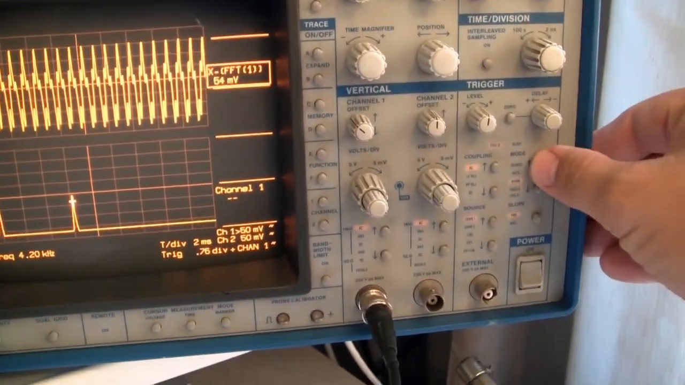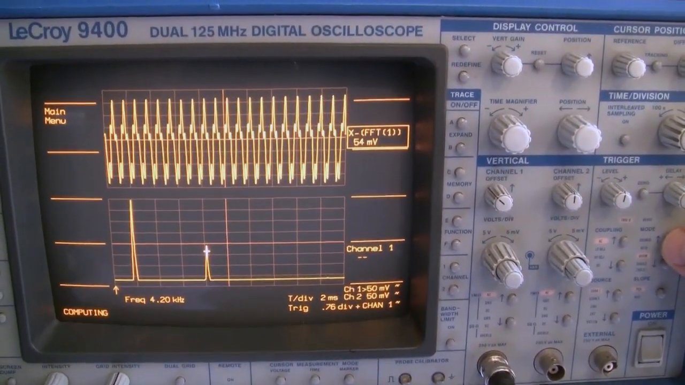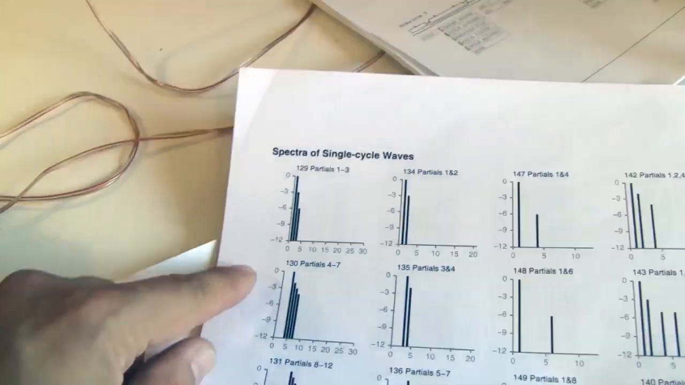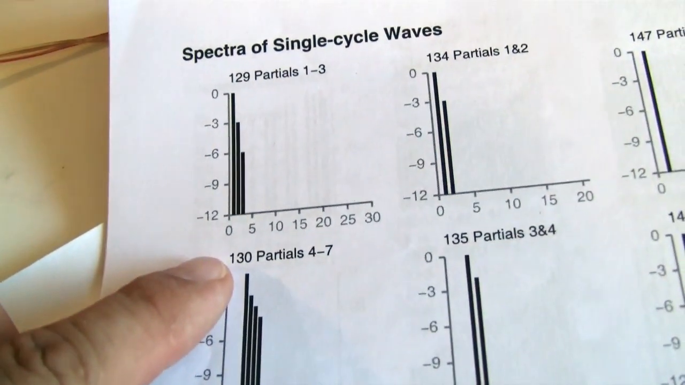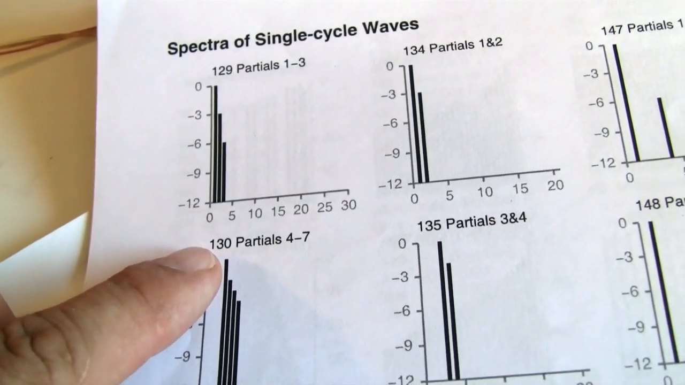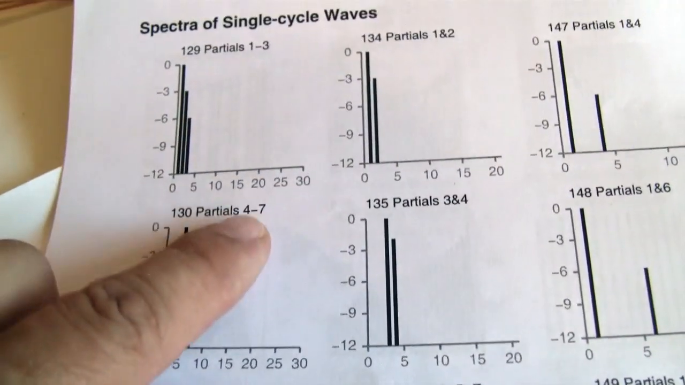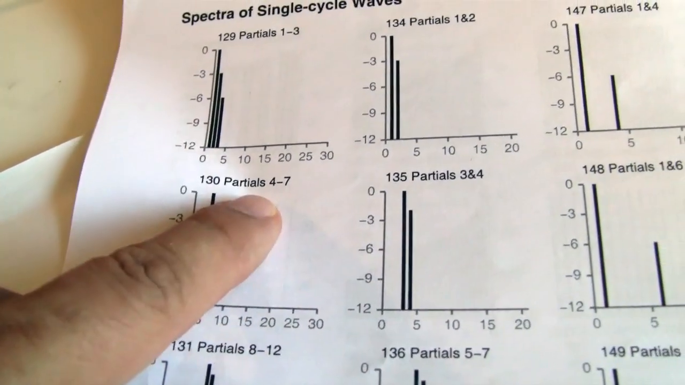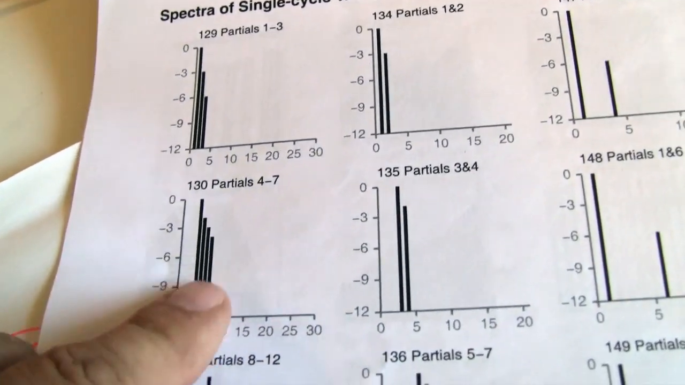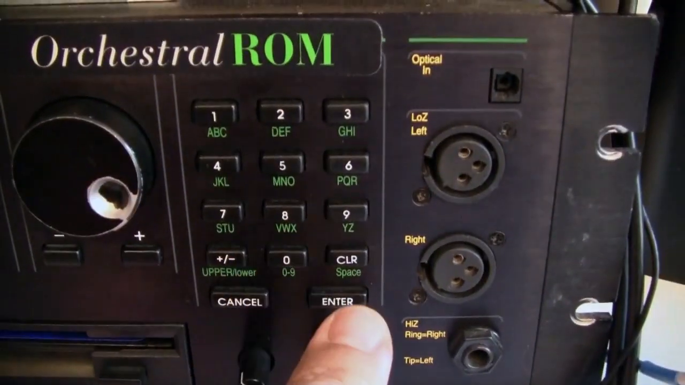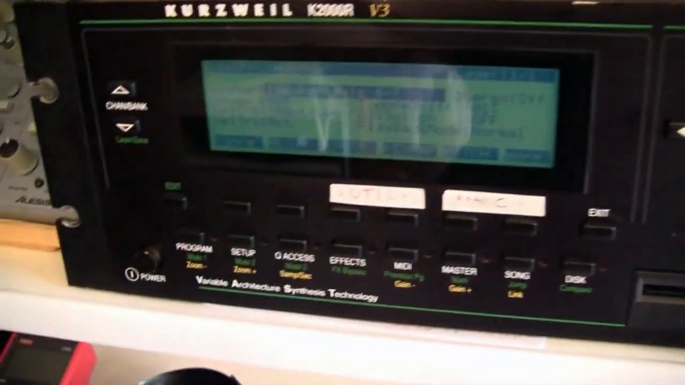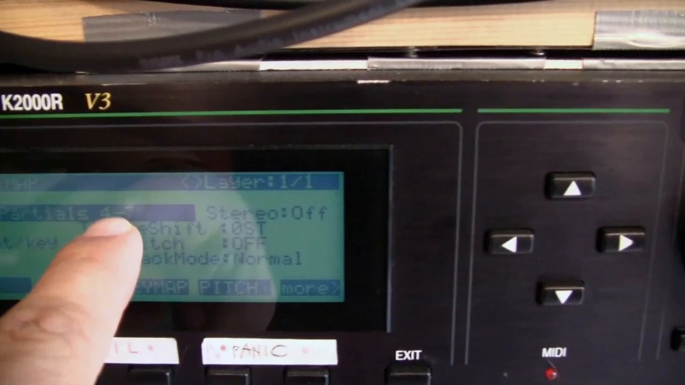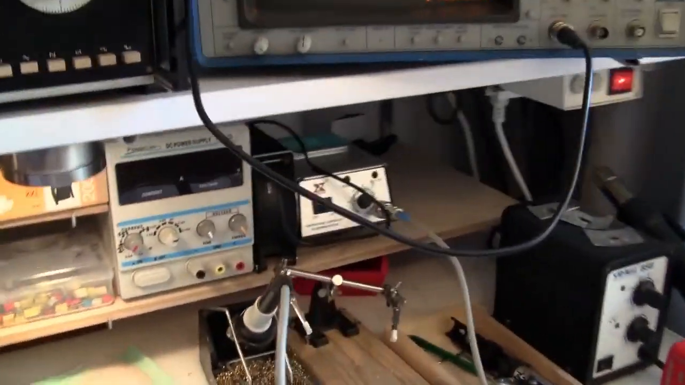So let's run the oscilloscope. It is running, and let's change our sample to something like 130. Okay, it's partials 4 and 7, so we should obtain something like 4, 5, 6 and 7, with the fundamental at 4 kilohertz and a few harmonics here. So it's 130, enter. Sound is changed. 130, partials 4 to 7, and go to the oscilloscope.